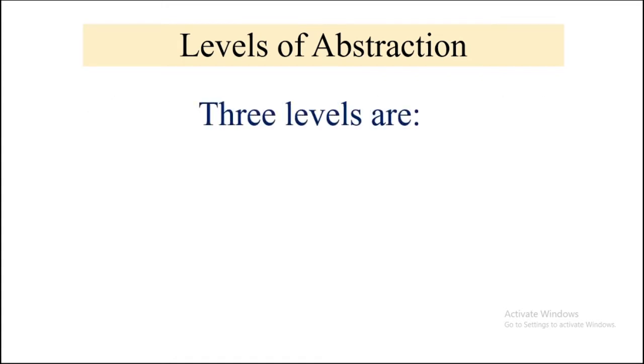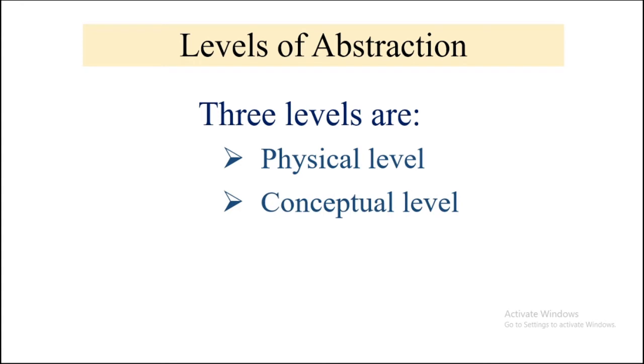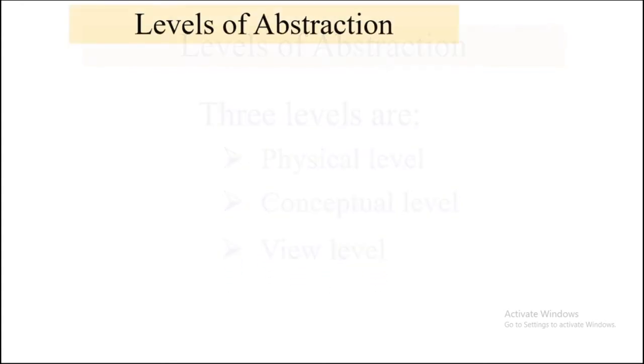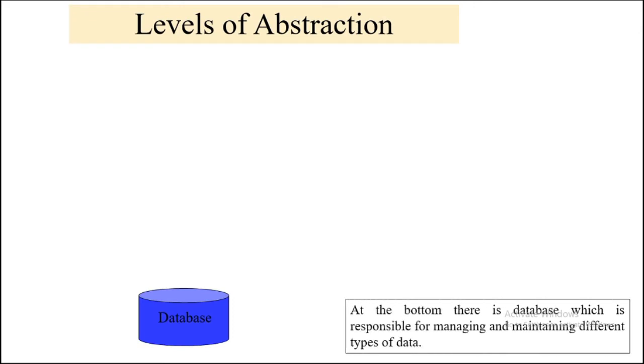There are three levels of abstraction. First is physical level, second is conceptual level, third is view level. Let us see levels of abstraction in detail. At the bottom, there is a database which is responsible for managing and maintaining different types of data.